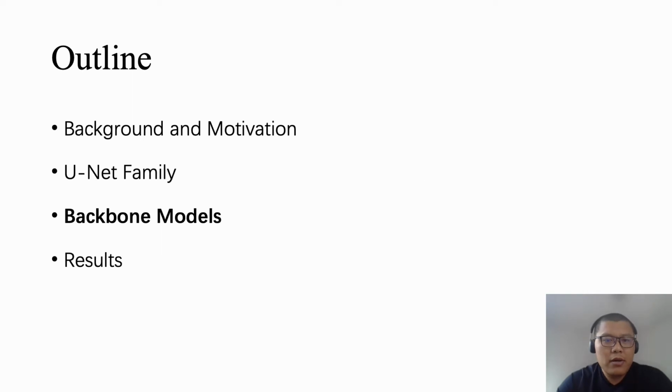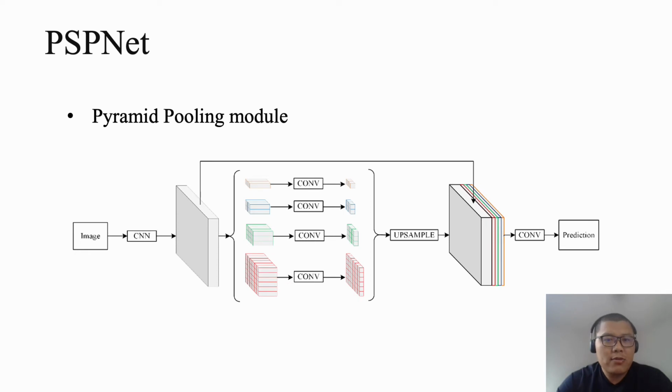And then next, I will introduce some backbone-based models, which I think are a little bit different from the first category, the U-Net family. Okay, the first one is the PSPNet, which is designed with a pyramid pooling module, called PPM, right? And the PPM is inspired by global average pooling, which is commonly used in image classification.